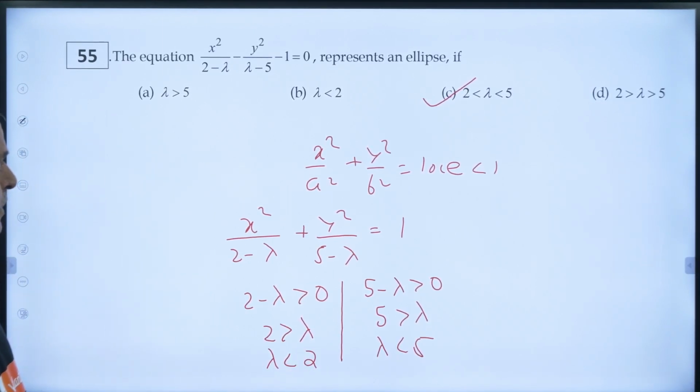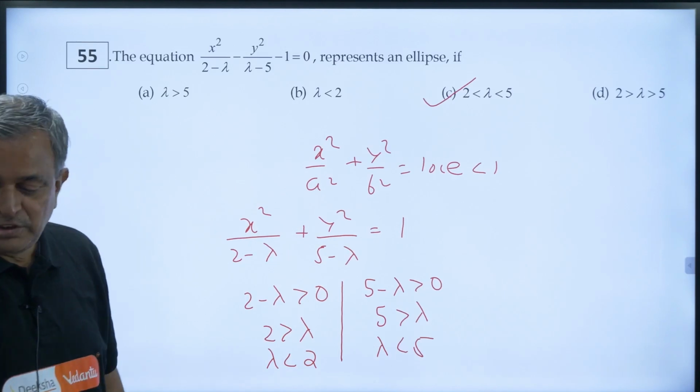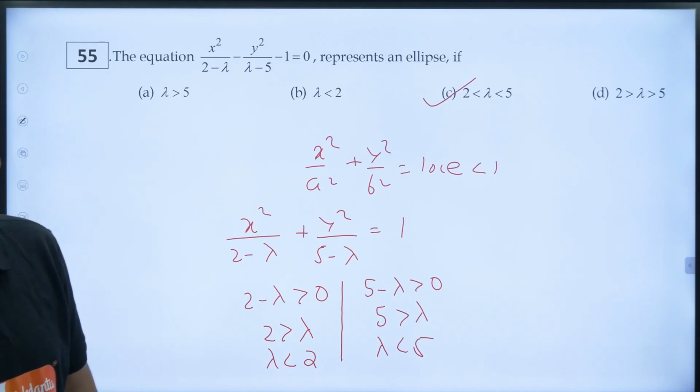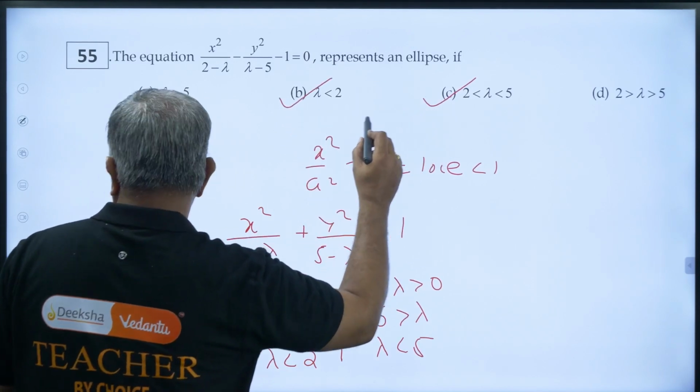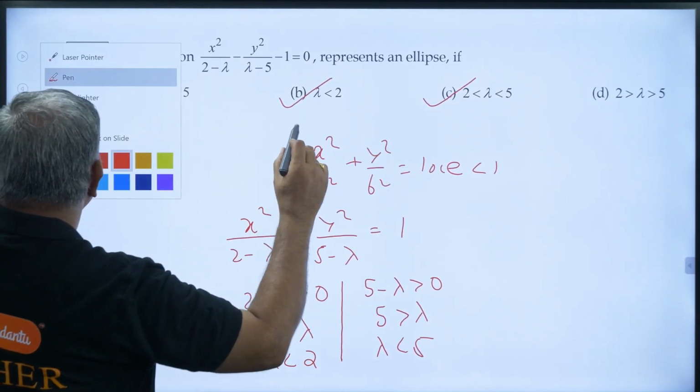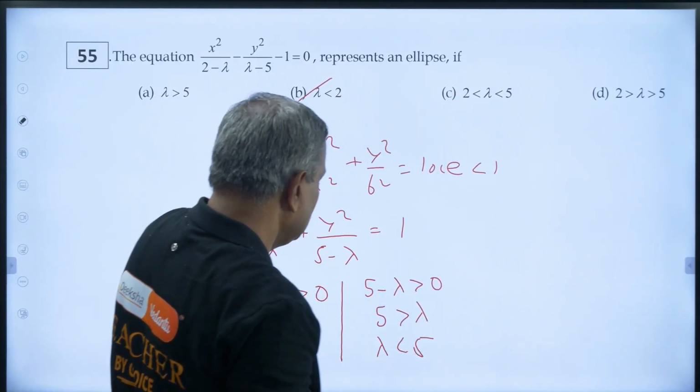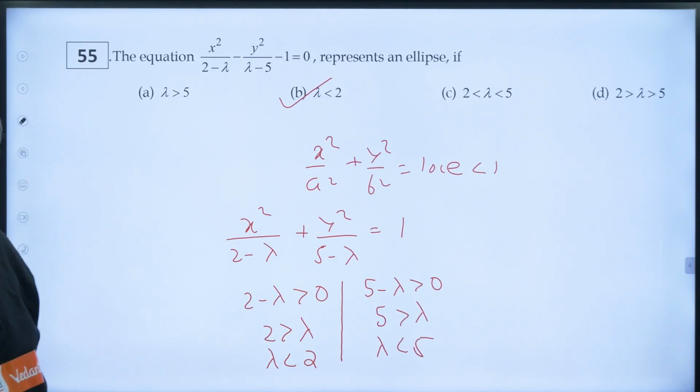So option C can't be correct. Option B must be correct. Option lambda is less than 2 is correct. Option C is wrong. Okay, lambda is less than 2.